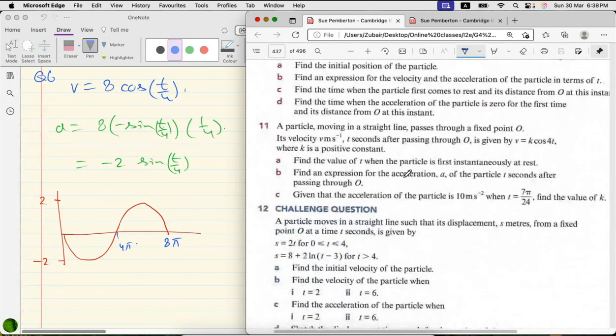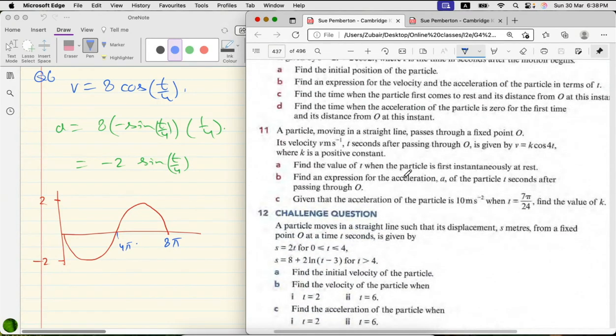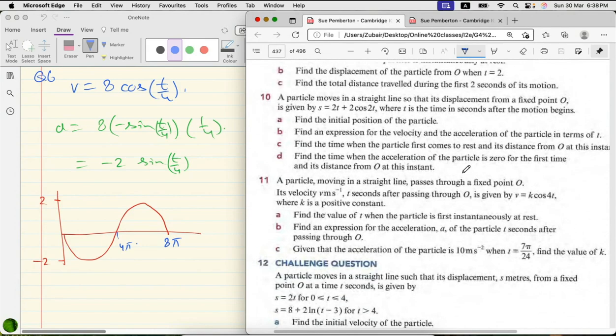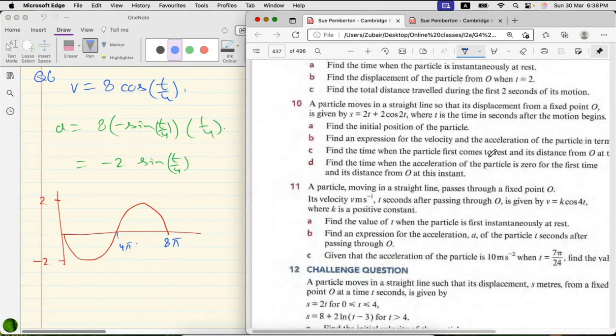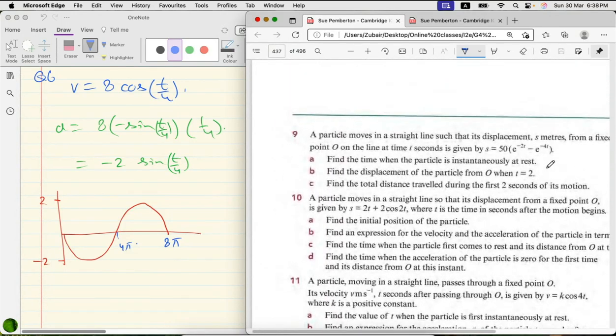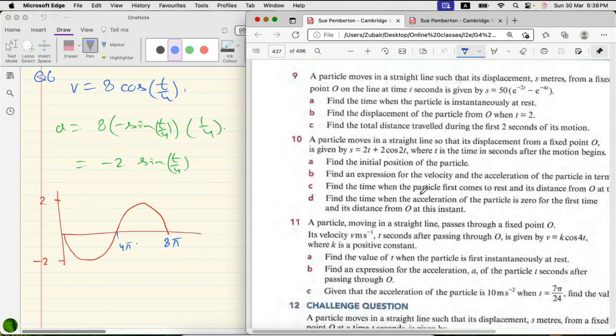Let's try the next question. Acceleration, instantaneous rest. Given distance, find the time the particle comes to rest and its distance from O. Take this instant. Distance from O is displacement. Find the total distance traveled. Question 9.